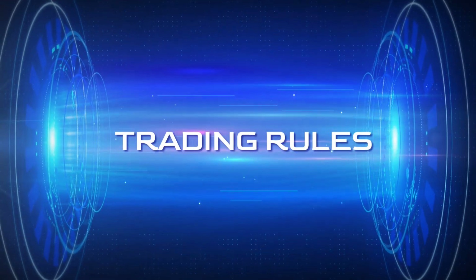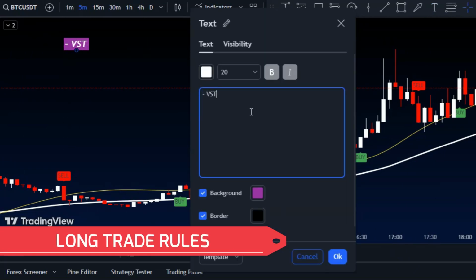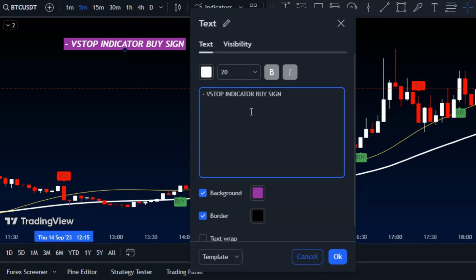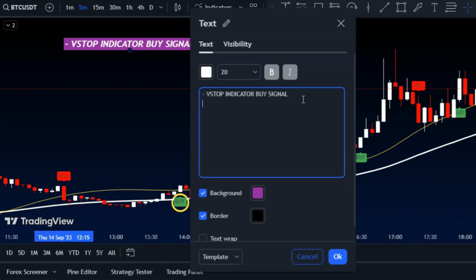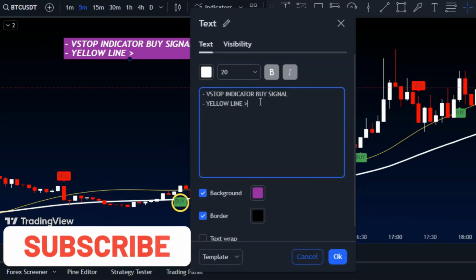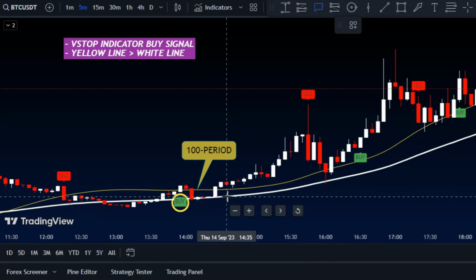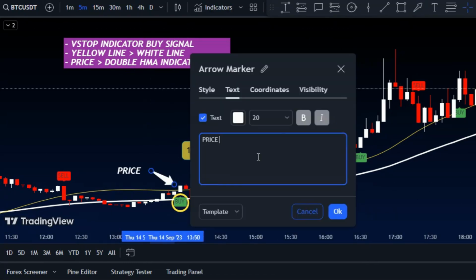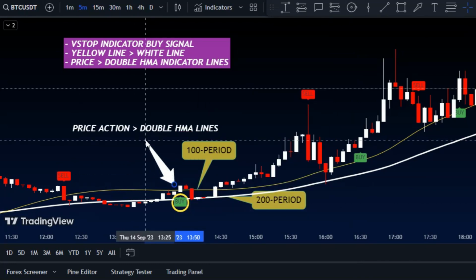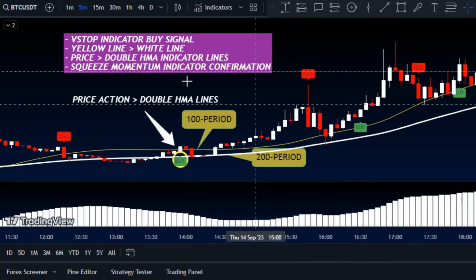Now, let's outline the rules for executing a buy trade with this strategy. First, we'll need the volatility stop indicator to generate a buy signal. Then the yellow line should be above the white line. And after that, make sure the price is above the whole moving averages to confirm an upward trend. And finally, validate the signal using the squeeze momentum indicator version 2.